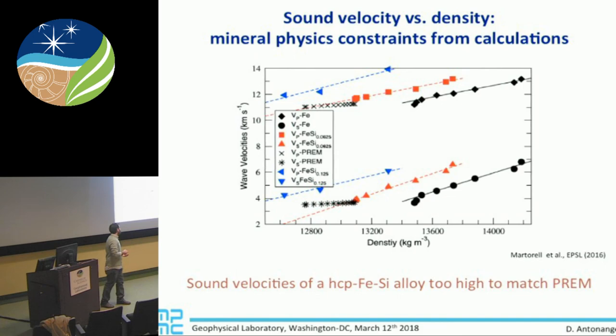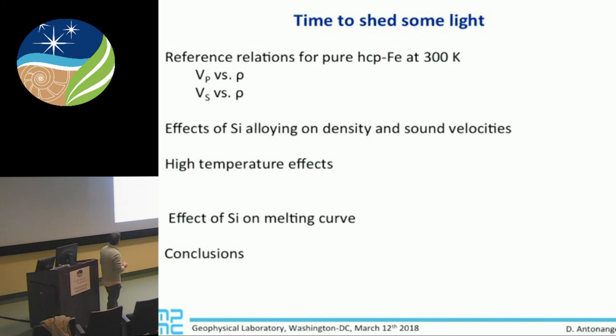Basically, the message here is that any iron-silicon alloys cannot simultaneously match the density, shear wave, and P wave velocity for the Earth's core. So this calculation suggests that silicon cannot be the only light element in the core. So let's try to see what we can say about this problem.